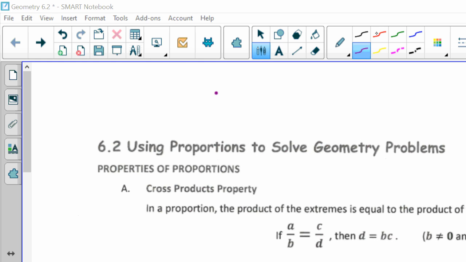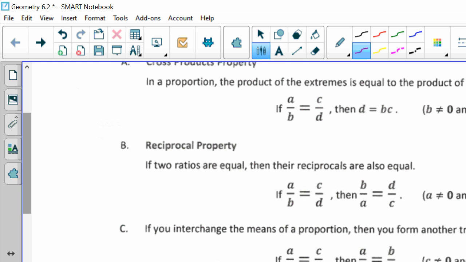So if A over B equals C over D, then when I cross multiply, this should say AD equals BC, as long as B is not equal to 0 and D is not equal to 0, since we cannot divide by 0. The second one is the reciprocal property. If two ratios are equal, then their reciprocals are also equal. Remember, reciprocal just means I flip it. So if A over B equals C over D, then when I flip both of those, I would get B over A equal to D over C. This time A and C cannot equal 0.